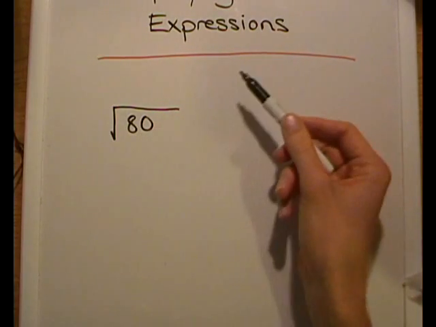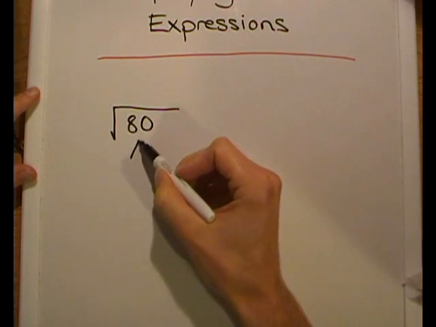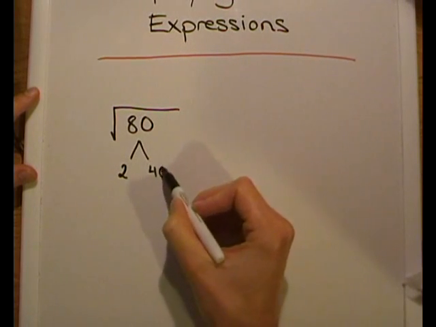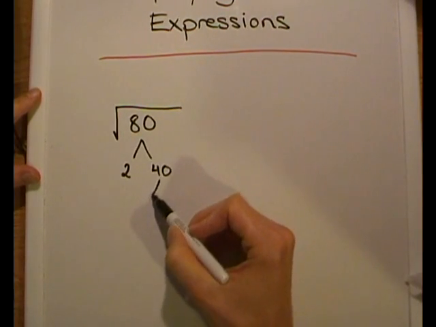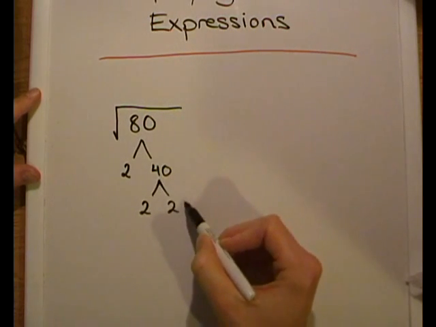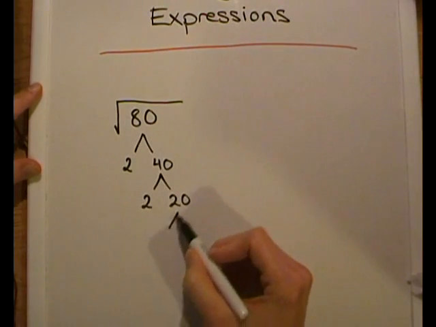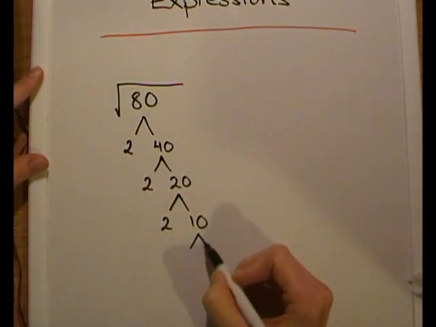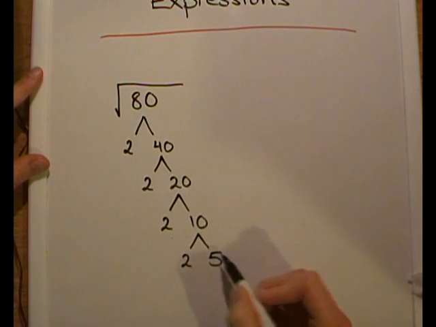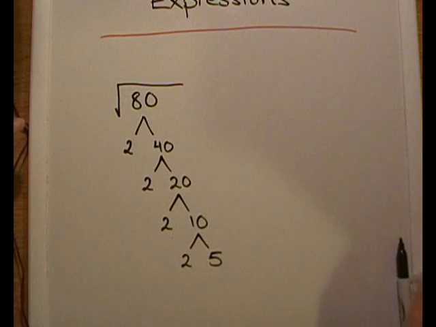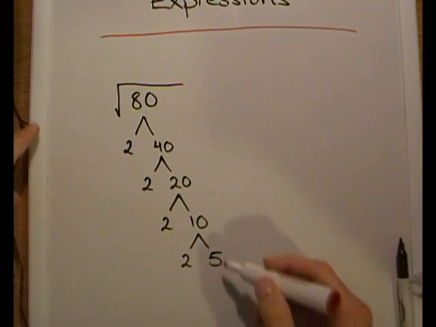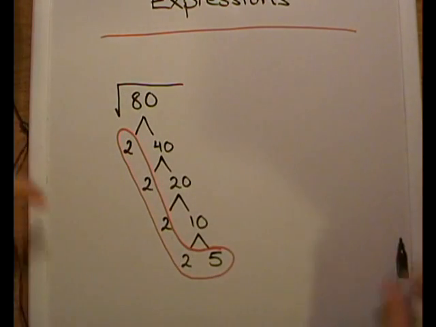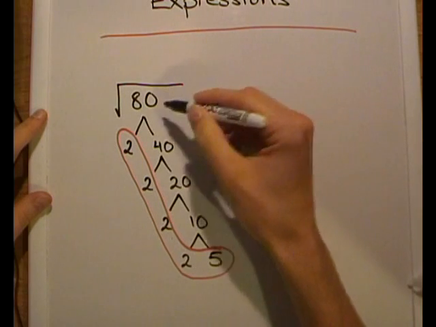80 is an even number, and we can go right ahead and divide this by 2. So to divide it by 2, 2 times 40 equals 80. Now we can divide the 40 into 2 and 20. 2 times 20 equals 40. Continue on, 2 times 10, and then 10 can be divided up into 2 times 5. Now we've reached the point where we cannot go any further. So these are the numbers that are going to go into our new simplified version of the square root of 80.